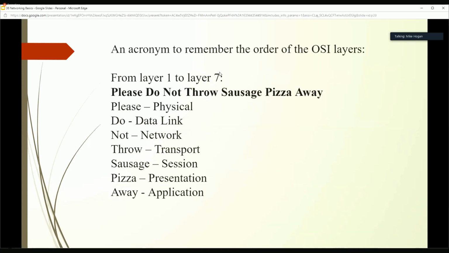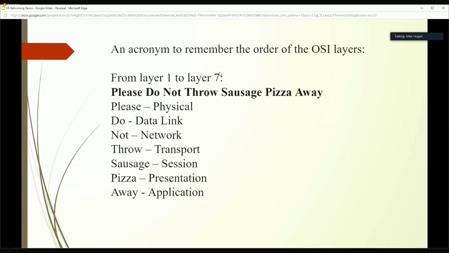A couple of acronyms that you could use for the OSI model, if you're trying to remember those. Some people use this: please do not throw sausage pizza away. You can see each one of those stands for physical, data link, network, transport, session, presentation, application. You can use an acronym, but I'll say that typically, once you start putting a couple of those in place, it becomes fairly easy to remember the rest of them. I mean, you already know the physical is where the medium is. You know the data link is where the MAC is. The network is where the IP address is.